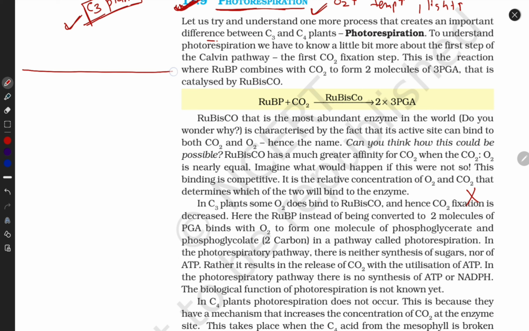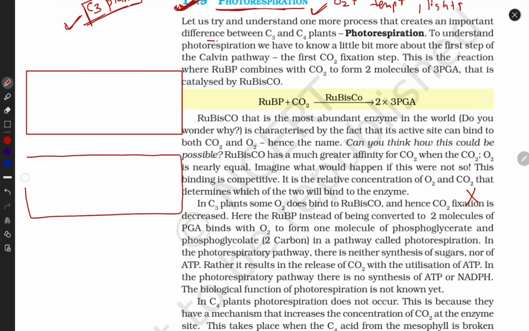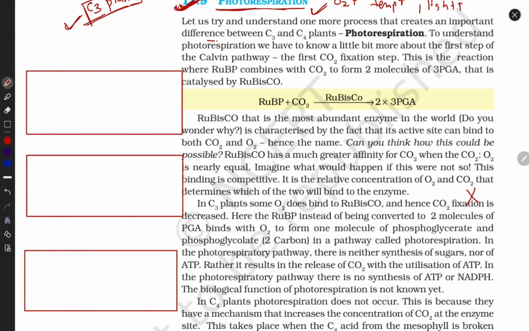I'm drawing. In photorespiration three kinds of cell organelles are used. First is the chloroplast. This is the chloroplast. Remember this sequence: chloroplast, peroxisome, mitochondria. Remember this sequence. This is important for competitive exams. Now, what mechanism is performed in the chloroplast?